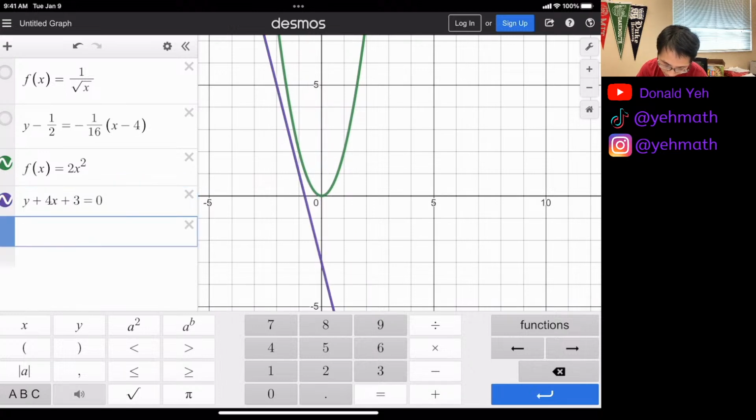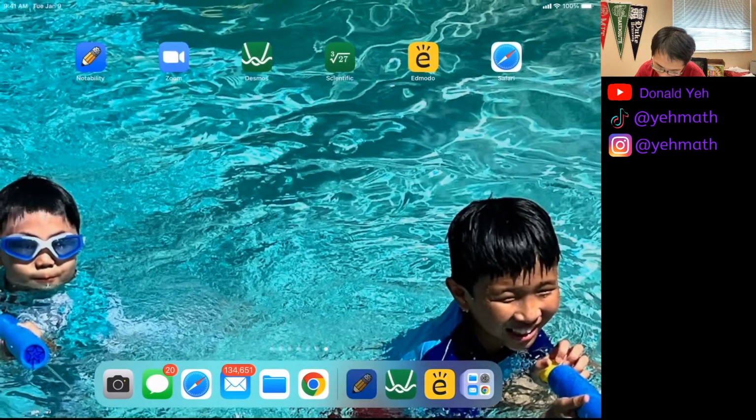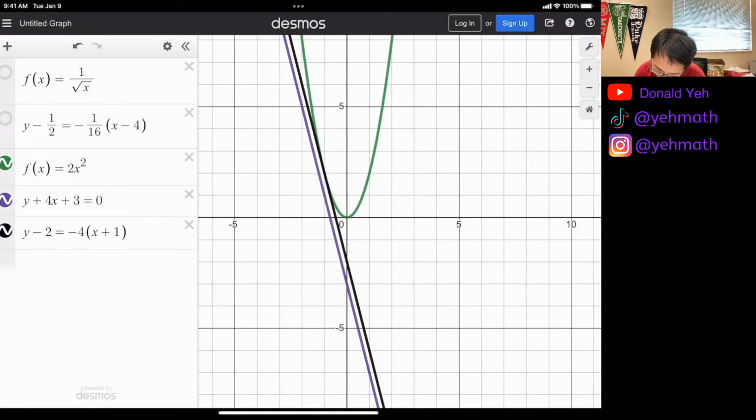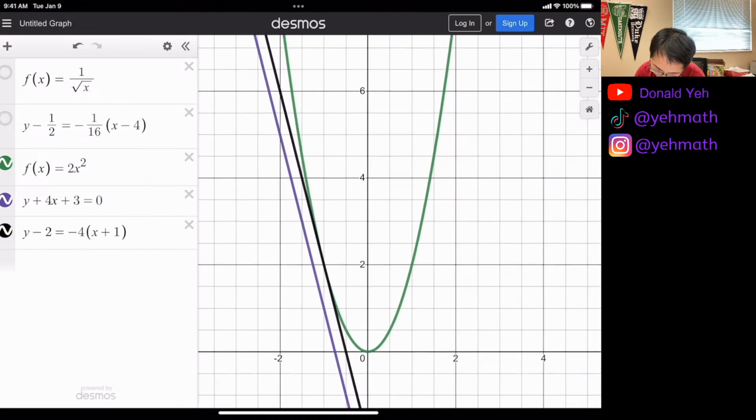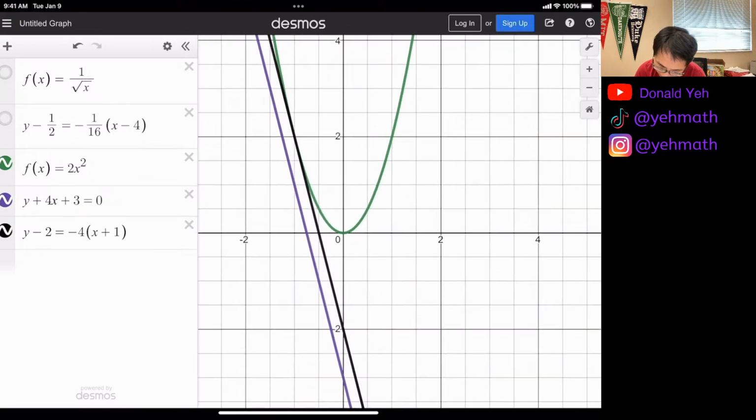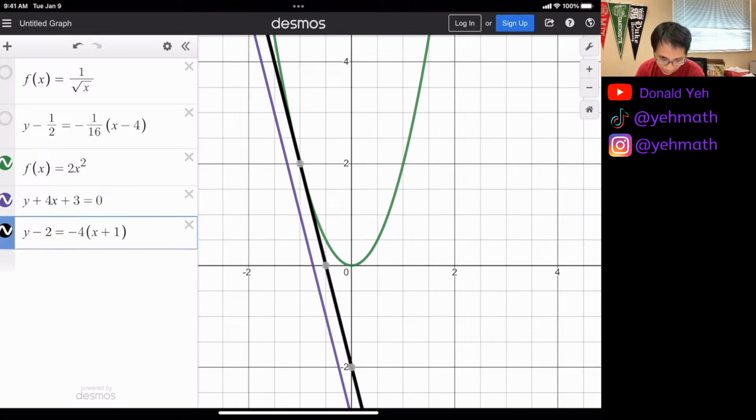And now let's try the other one. What's the equation we got? y minus 2 equals negative 4 times x plus 1. Do you see that the black line and the purple line are parallel to each other? But only at this particular tangent that's parallel to the other line.